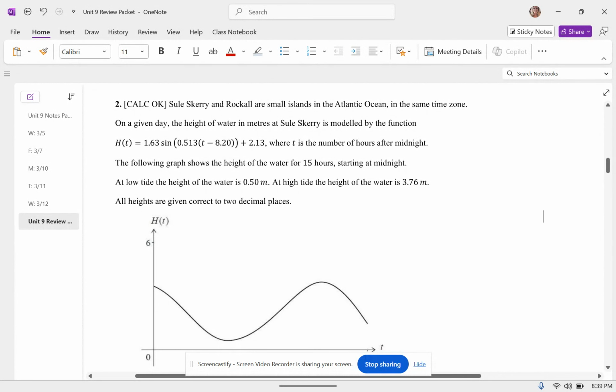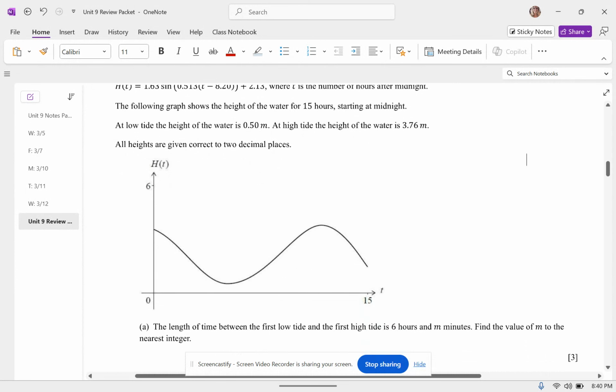All right, so Sewell, Scary, and Rockall are small islands in the Atlantic Ocean in the same time zone. On a given day, the height of water in meters at Sewell, Scary is modeled by the function h of t equals 1.63 sine of 0.513 times (t minus 8.20) plus 2.13, where t is the number of hours after midnight. The following graph shows the height of the water for 15 hours starting at midnight. At low tide, the height of the water is 0.5 meters. At high tide, the height of the water is 3.76 meters. All heights are given to two decimal places.